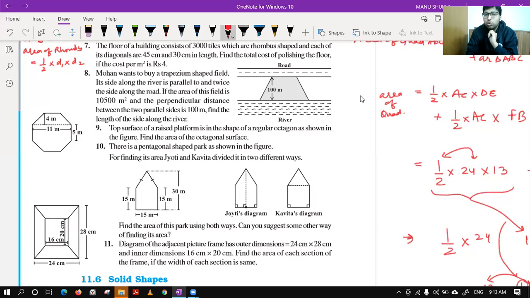So I hope you will try these questions. If you have done these already, try to move further and try till question number 11, because these last 2-3 questions will give you a little bit of trouble, but with concentration, you will get the answers correctly.